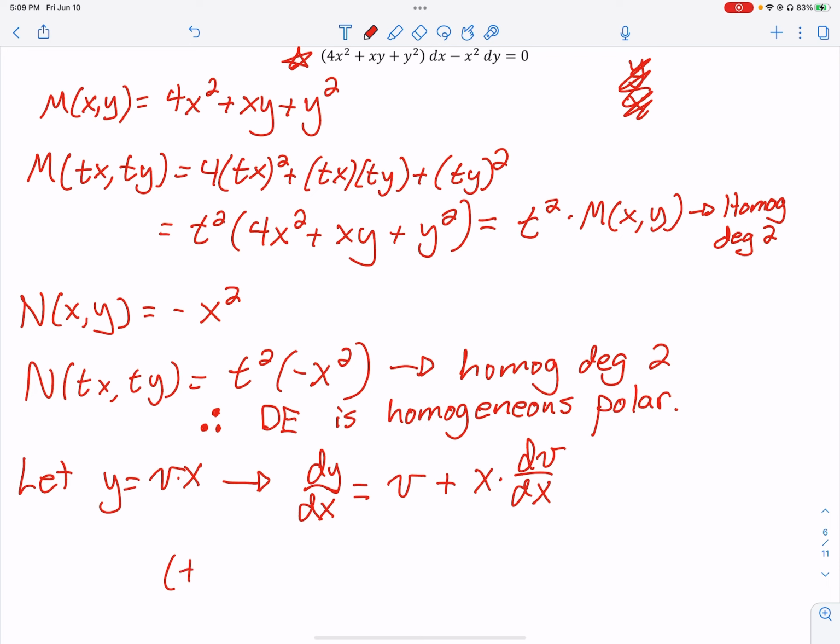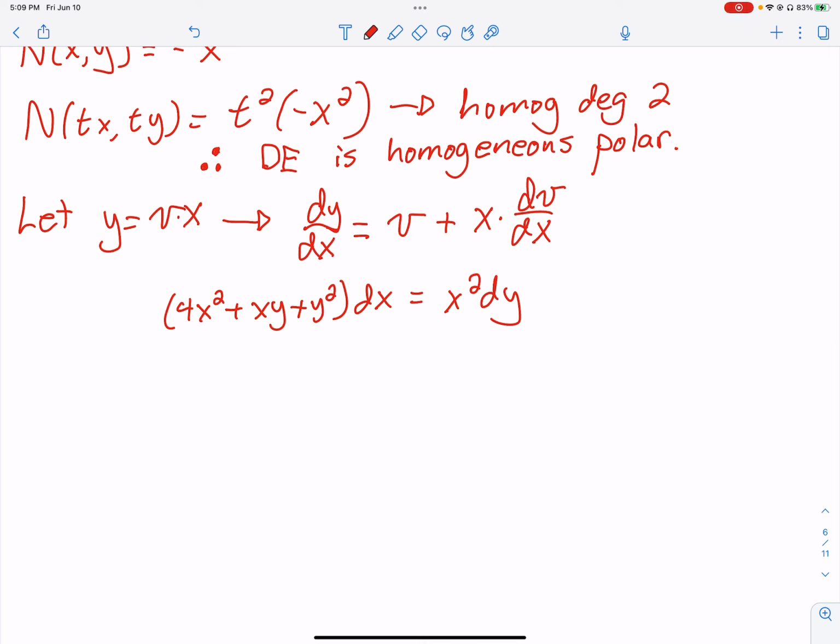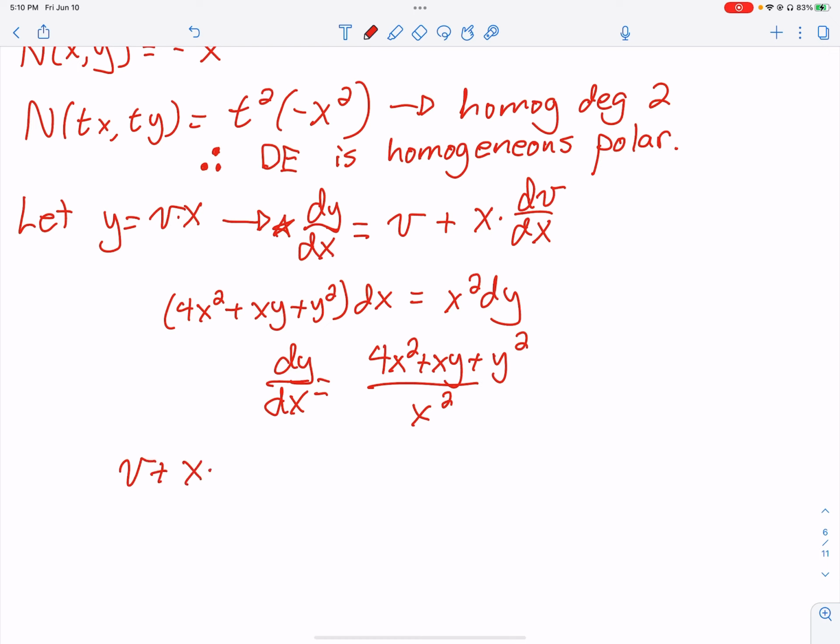So the equation is (4x² + xy + y²) dx, and I'm going to add x² dy to the other side. I'm trying to put it in the correct form. So this is dy/dx, dividing both sides by dx, and then dividing both sides by x². We get (4x² + xy + y²) over x². All right, the reason we did that is now notice the left side is what we had above here. So I'm going to replace that side with v plus x times dv/dx.